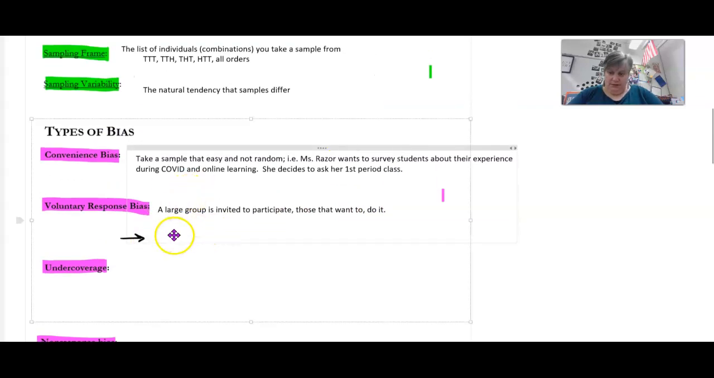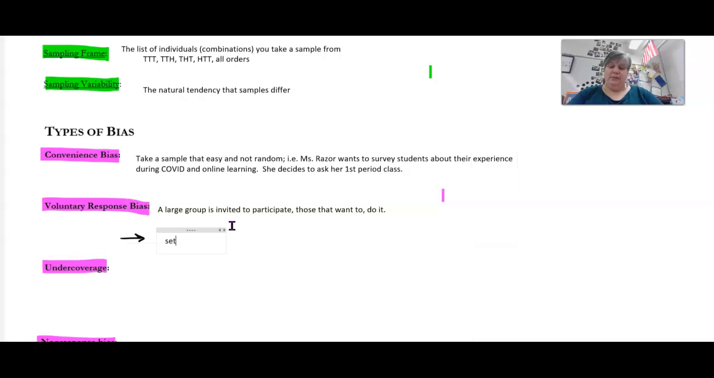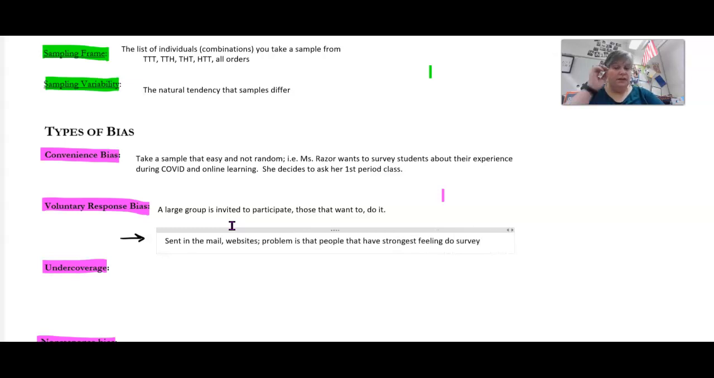So this a lot of times comes from things sent in the mail, or maybe it's on websites. The problem is that the people who have the strongest feelings do the survey. So you don't get a lot of the middle of the road answers. You get a lot of the people that feel really strongly one way or the other.